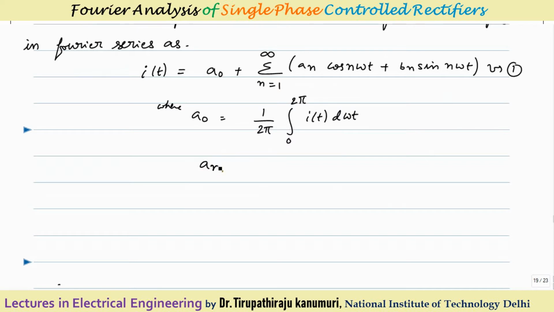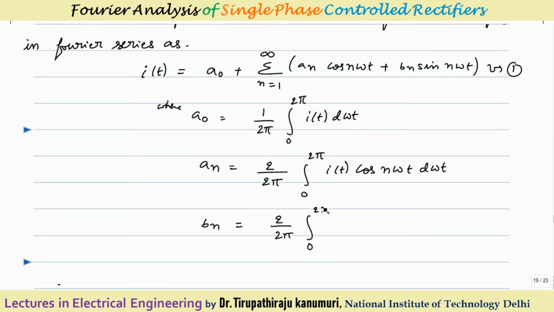Now coming to the value of an, this an is calculated by 2 divided by 2 pi, integration from 0 to 2 pi of whatever is my input value i(t) multiplied by cos n omega t d omega t. In this form I can represent it. Similarly I can calculate my value of bn, equal to 2 divided by 2 pi into integration from 0 to 2 pi of i(t) into sin n omega t d omega t.